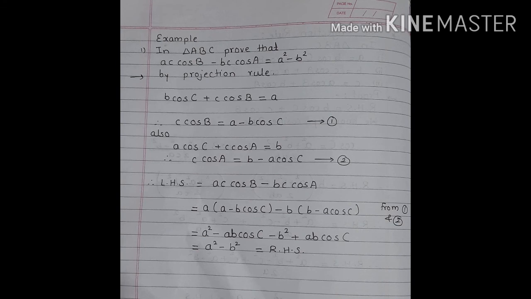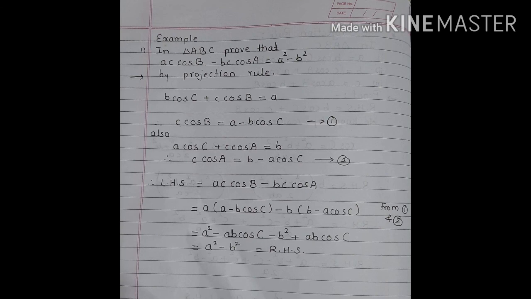Example: in triangle ABC, prove that small a c cos B minus small b c cos A is equal to a square minus b square. Here we are going to use the projection rule. b cos C plus c cos B is equal to a. Therefore c cos B is equal to small a minus b cos C. Call this equation 1. Also a cos C plus c cos A is equal to small b. Therefore c cos A is equal to small b minus a cos C. Call this equation 2.